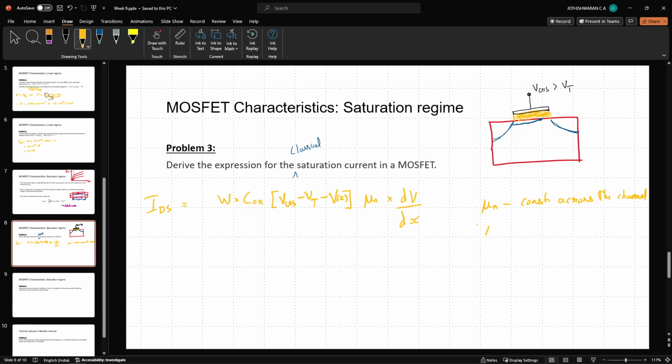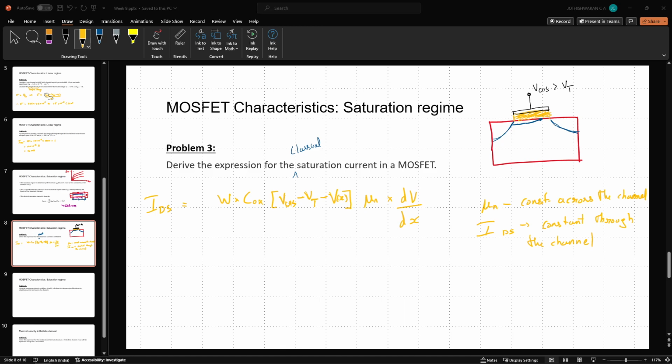Additionally, we will also assume that IDS is constant, which implies the current does not vary as it is flowing from source to drain. This is a reasonably good assumption for relatively shorter channels. However, in longer channels, this assumption will not hold. And since we are more concerned with short channel devices, that is the whole central thrust of this course, we can accept this assumption more easily. So these two things are true. This implies that whatever current enters the channel is going to be the current that is moving out.